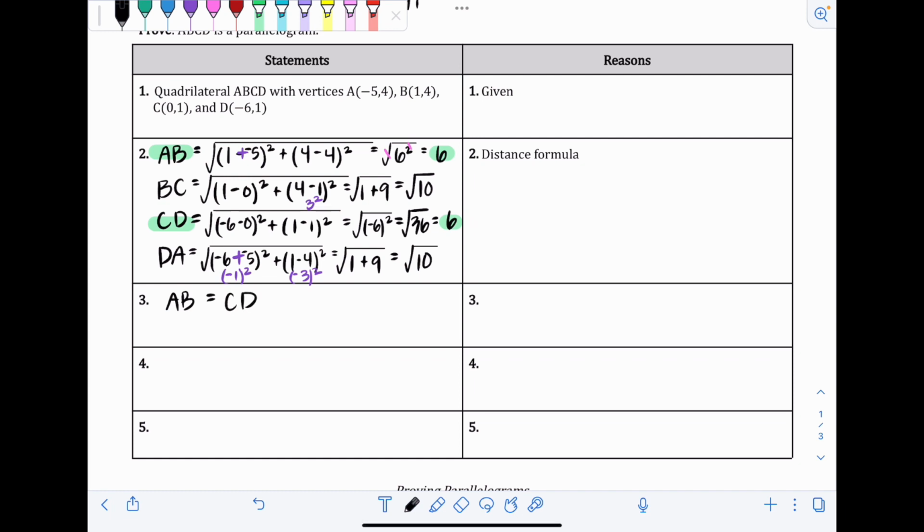And then the same thing with B to C and D to A. So the distance from B to C is root 10, and the distance from D to A is also root 10. So we can say the distance between B to C and D to A are equal to each other because they're both root 10. And that's using something called the transitive property of equality. The transitive property of equality is if x is equal to y and y equals z, then x is equal to z. So since I'll use A and B and C to D in this case, since A to B is 6 and C to D is also 6, then A to B must also be equal to C to D.